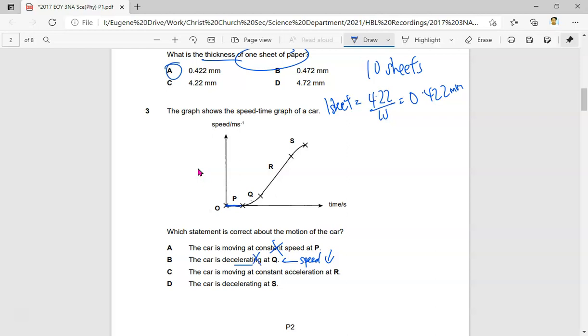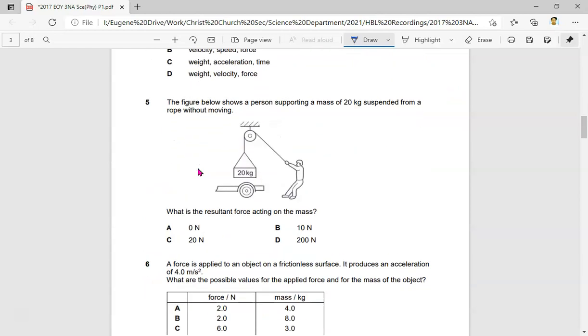The car is moving at constant acceleration at R. So this is a speed time graph. The gradient will give you the acceleration. So if we have a straight line, which means there is a constant gradient, which means there is a constant acceleration. So therefore C is the correct answer. The car is decelerating at S. Decelerating means that the speed is decreasing. So this is also wrong, because the speed is not decreasing at all. Okay, so that's for question 3.